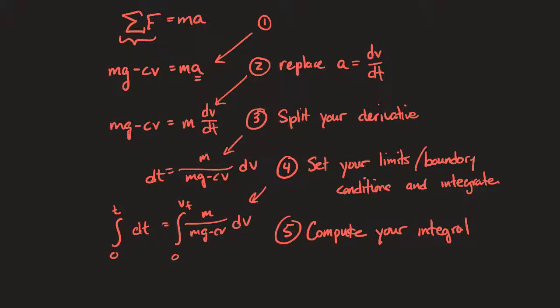You've got to compute your integral. For us, that was not easy. I can't remember exactly. Was it mg times the log of mg minus cv, minus mg? Was it like that? I can't remember. I'm trying to put them all together. I think I made a mistake. I think it was m over c with a negative. Yeah, that's it. Okay, compute the integral.